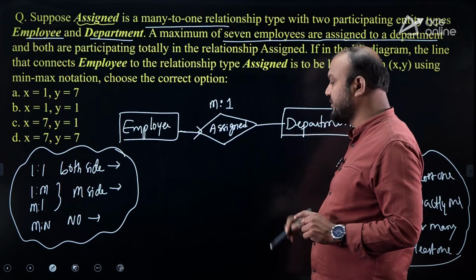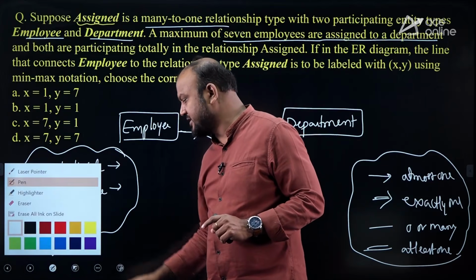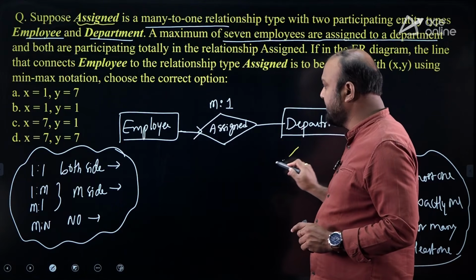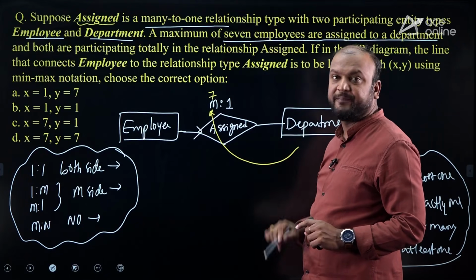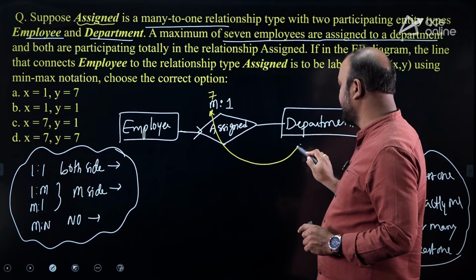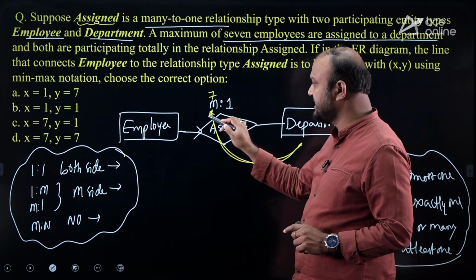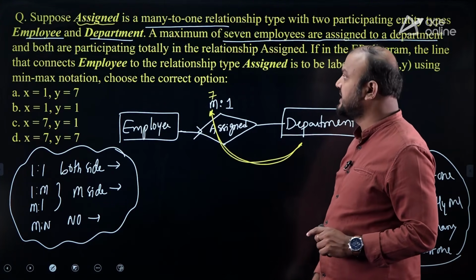Maximum of 7 employees are assigned to a department. Meaning, to one department, how many employees are assigned? Maximum of 7. Okay. To one department, how many employees are assigned? Maximum of 7. That is mentioned.